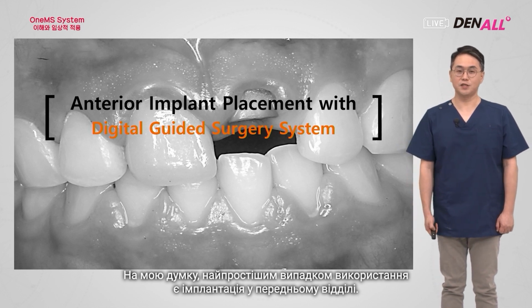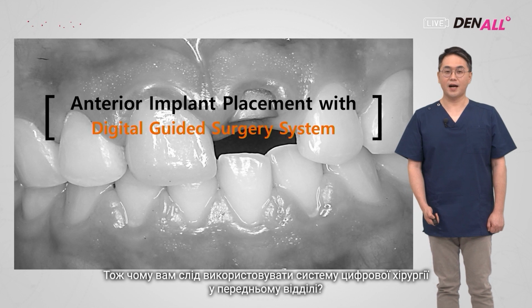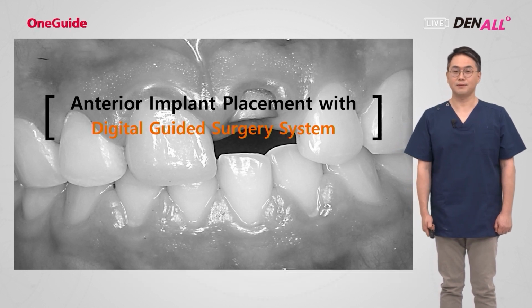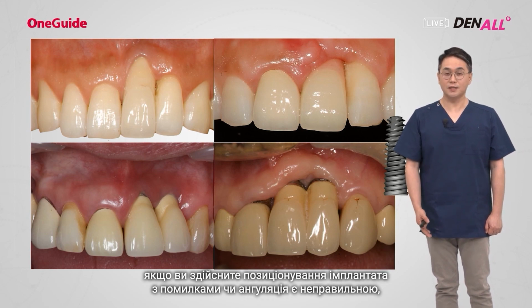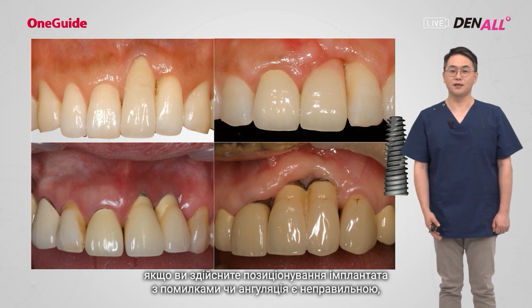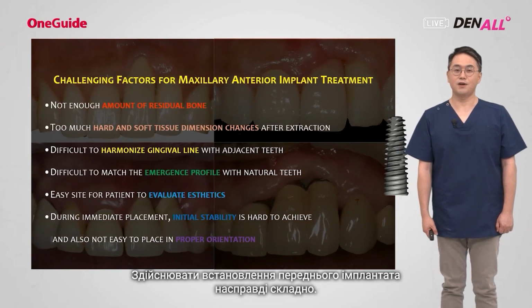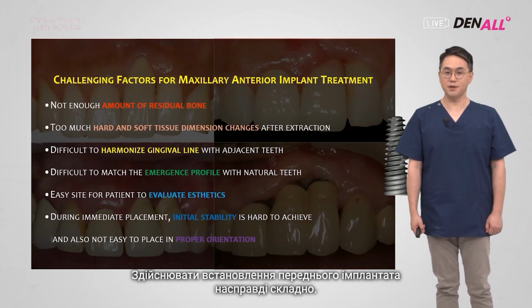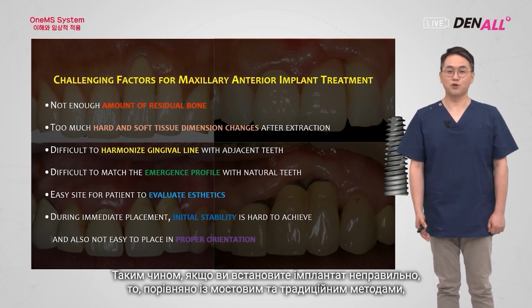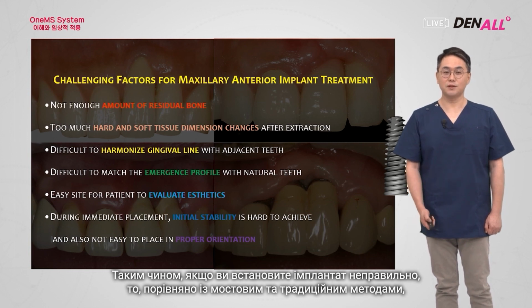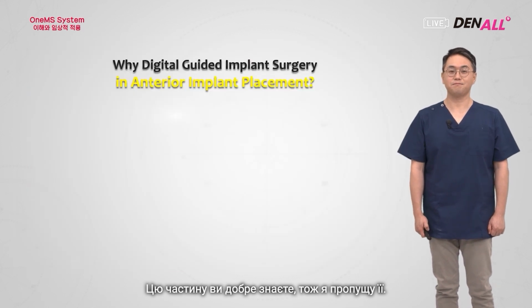First, be it One Guide or digital guided surgery, I think the easiest case to use is for anterior implant placement. So first, why do you need to use a guided surgery system for the anterior part? As you know, on the upper anterior part, if you position the implant in the wrong position or the angle is wrong, it could lead to disastrous results. So it's really tricky to place an anterior implant. And it's an aesthetic area, so if you place the implant wrong compared to a bridge or the conventional method, it can become less aesthetic. You know all this very well, so I will skip that.